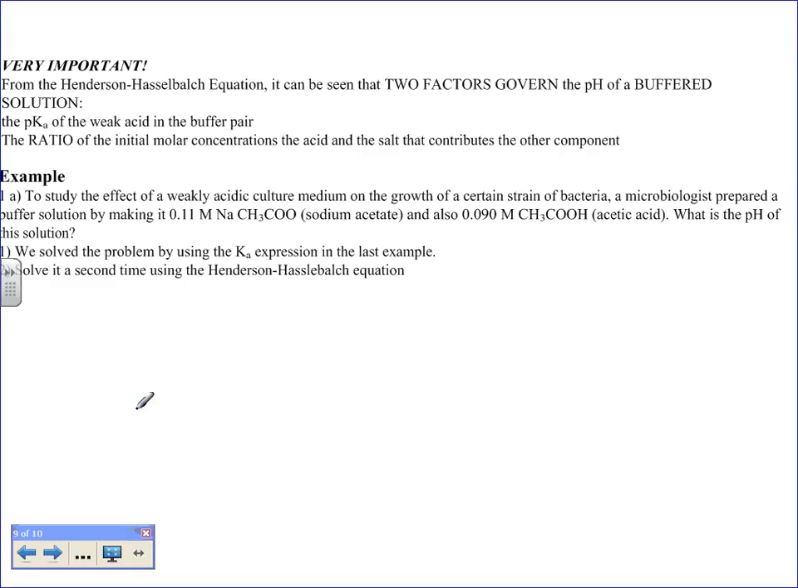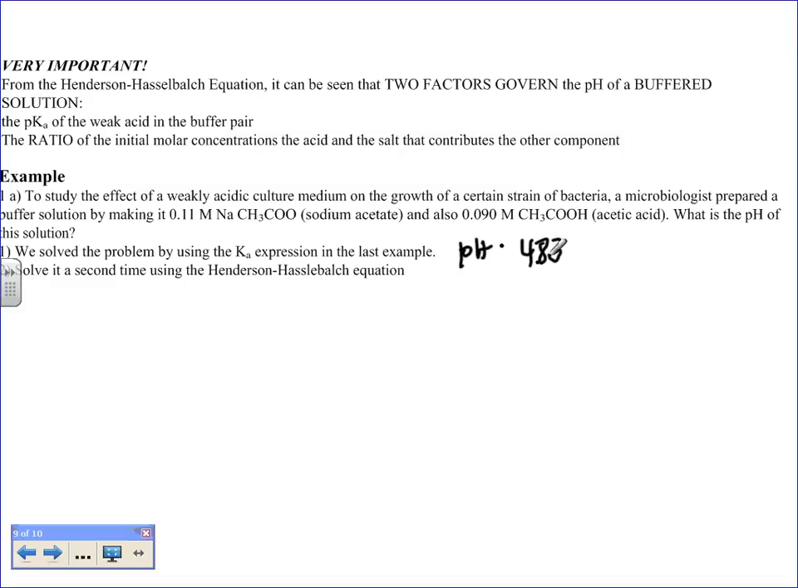Okay, so let's look at an example, and this is exactly the example that you did earlier on in the notes with the biologist creating a buffer solution of acetic acid and sodium acetate. In the previous example, I would suggest you pause and go back to it so you can see it. We set up an ICE chart, and we used the ICE chart in order to calculate the pH. And we found that the pH was equal to 4.83.